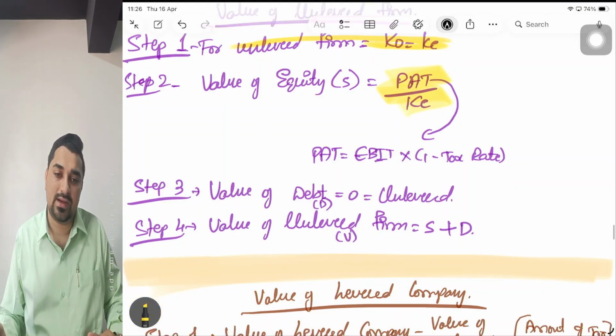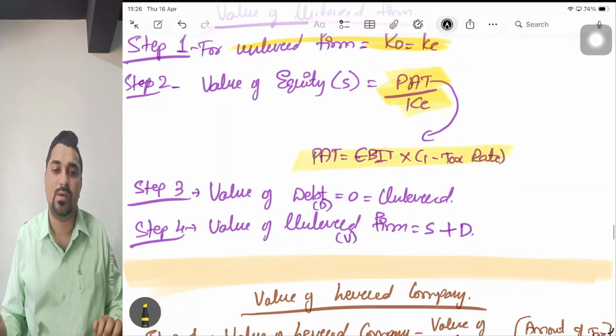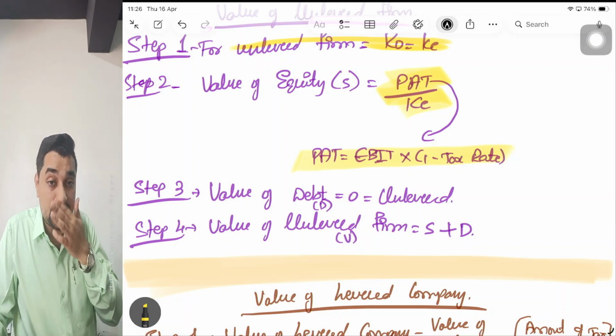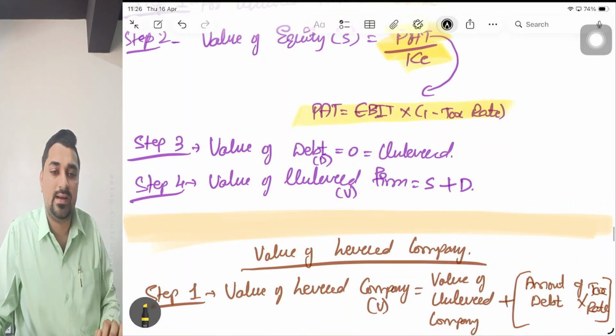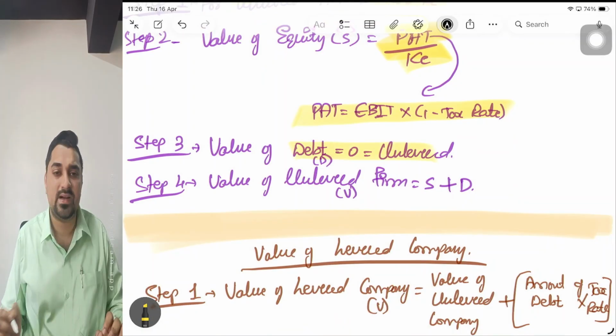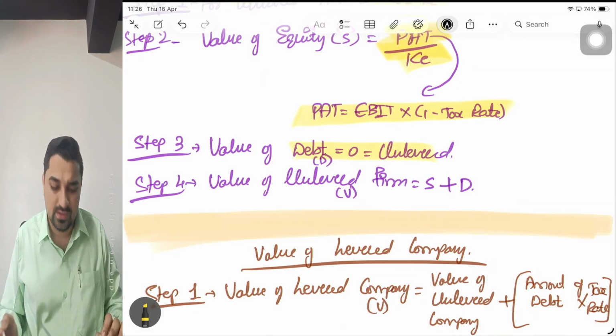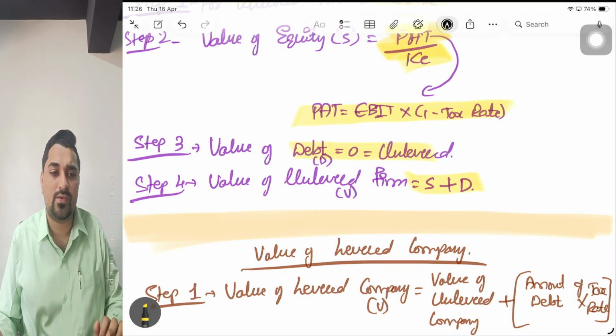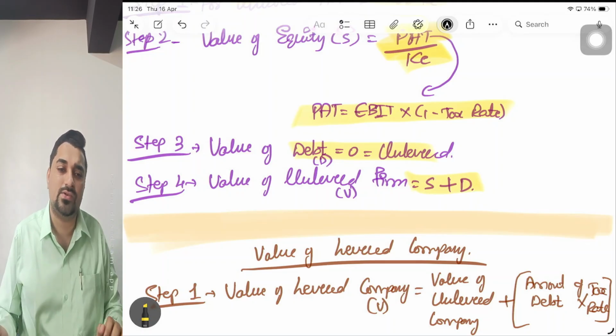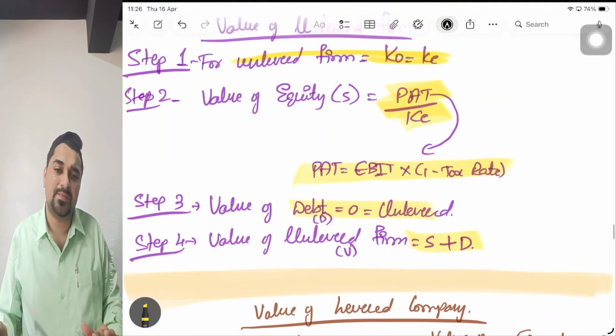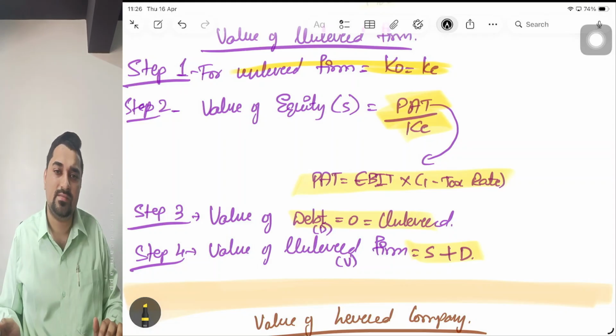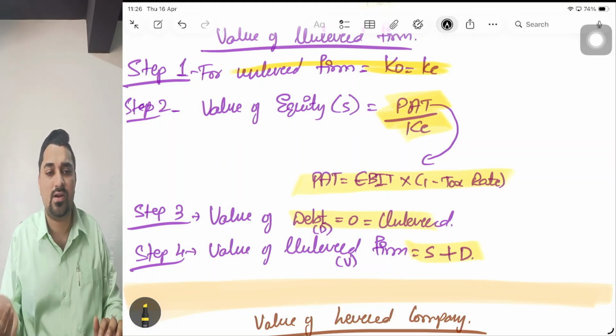Sir, how do I calculate PAT? Simple. PAT equal to EBIT into 1 minus tax rate. Next, value of debt. Value of debt for unlevered firm will be 0. Then how do I calculate value of the firm? Value of equity plus value of debt. Debt is 0. In other words, value of firm equal to value of equity, since KO equal to KE for unlevered firm.